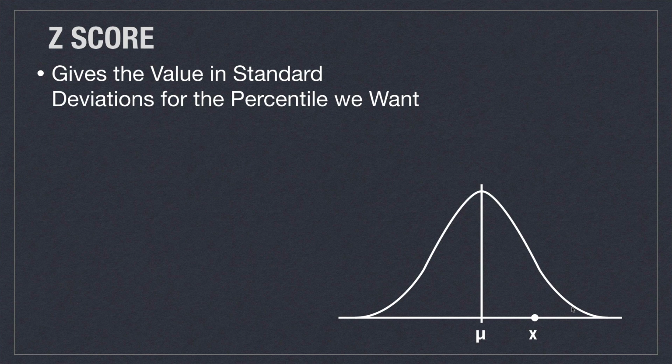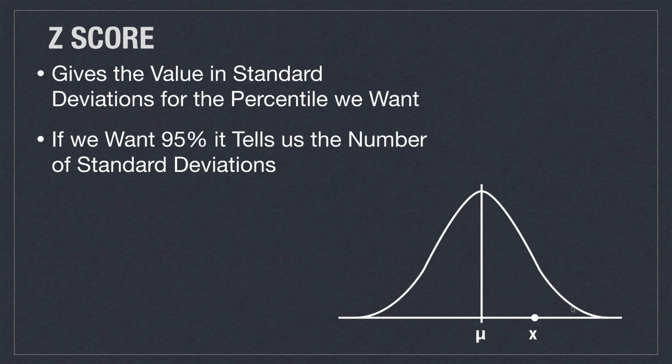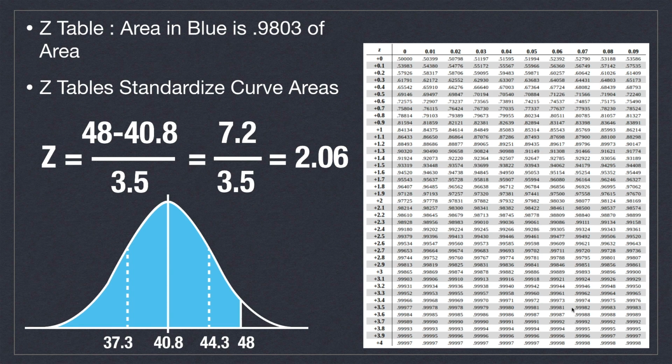The z-score is going to give us the value in standard deviations for the percentile we want. And an example is going to make this very clear. So for example, if we want 95% of the data, it's going to tell us how many standard deviations are going to be required. And the formula asks for the length from the mean to x and then divides by the standard deviation. And now with this example, it'll all make sense.